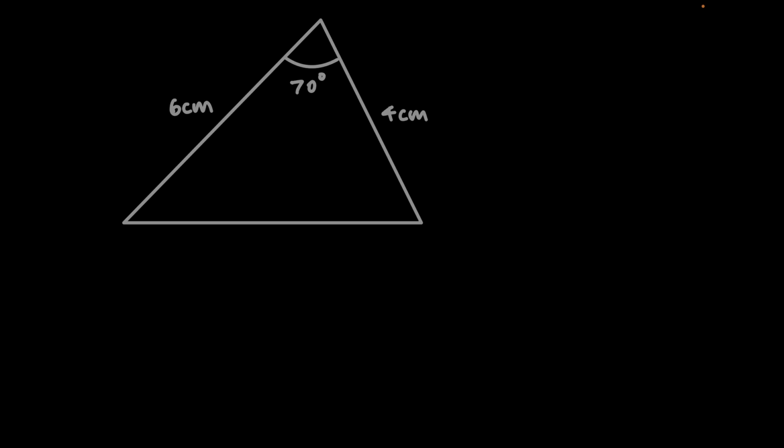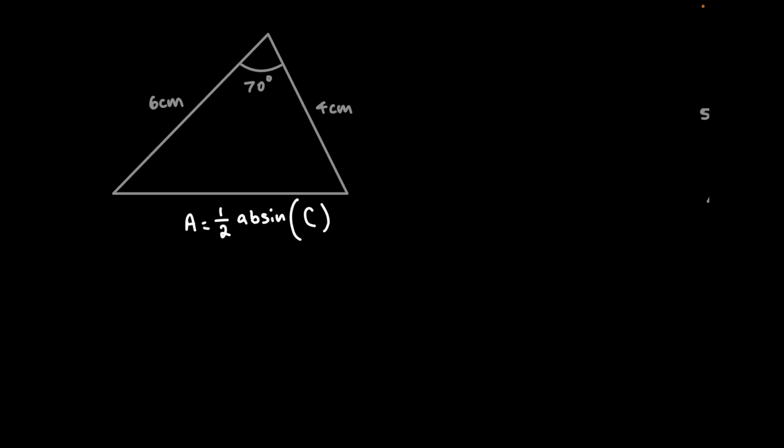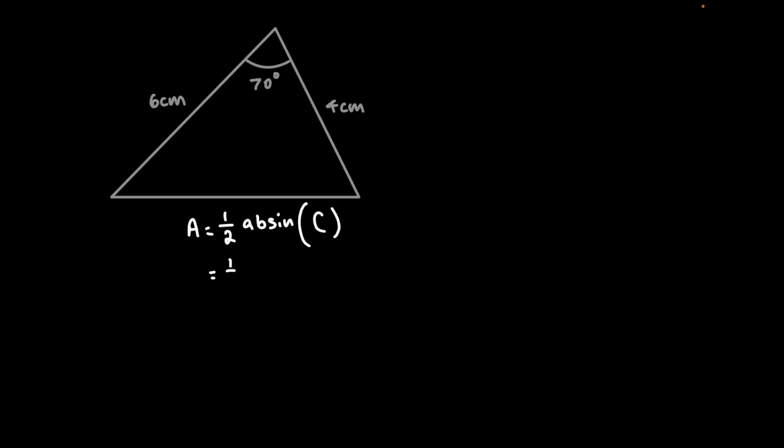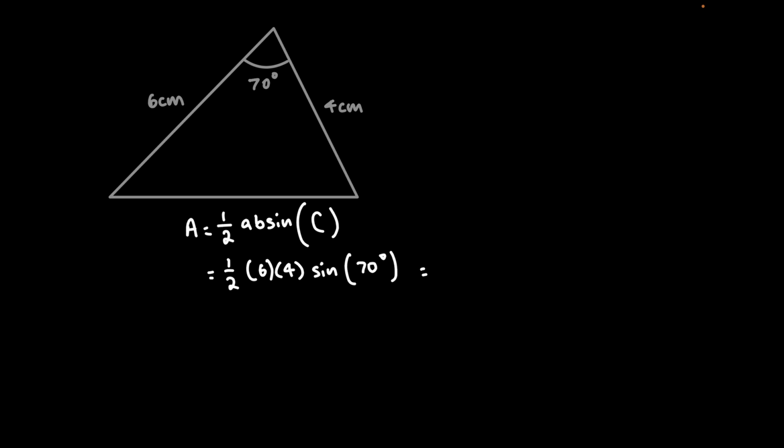The triangle says that we have two sides, 6 centimeters and 4 centimeters, and the angle in between the two sides is 70 degrees. So to work out the area, we're simply going to use the formula that the area of the triangle is half times AB times the sine of angle C. That would simply be half times 6 times 4, because those are the side lengths of our two sides, times the sine of the angle in between, which is 70 degrees. And if we were to work this out, we would get 11.28 centimeters squared. That's the area of this triangle.